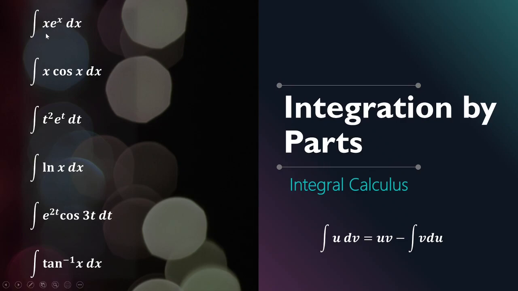Kagaya nito, here we have x, which is a power function multiplied by an exponential function. Here we have a power function times cosine of x, which is a trigonometric function. However, we can also use integration by parts to derive the integral of a single function, like the integral of the ln of x and the integral of the inverse tangent of x. So, let's have an example here that illustrates when to use integration by parts.